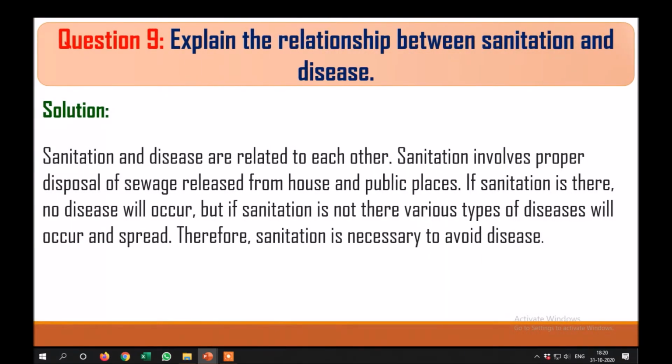The next question, explain the relationship between sanitation and disease. Sanitation and disease are related to each other. Sanitation involves proper disposal of sewage released from houses and public places. If sanitation is there, no disease will occur. But if sanitation is not there, various types of diseases will occur and spread. Therefore, sanitation is necessary to avoid disease.